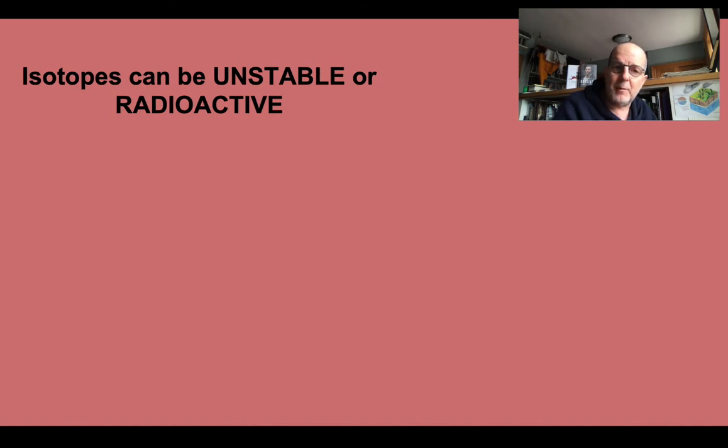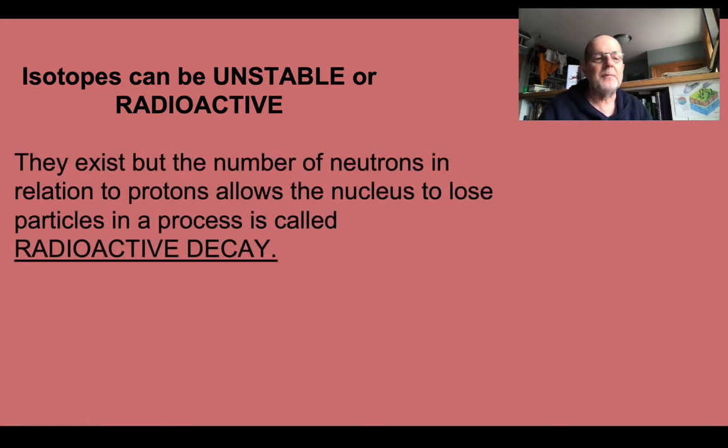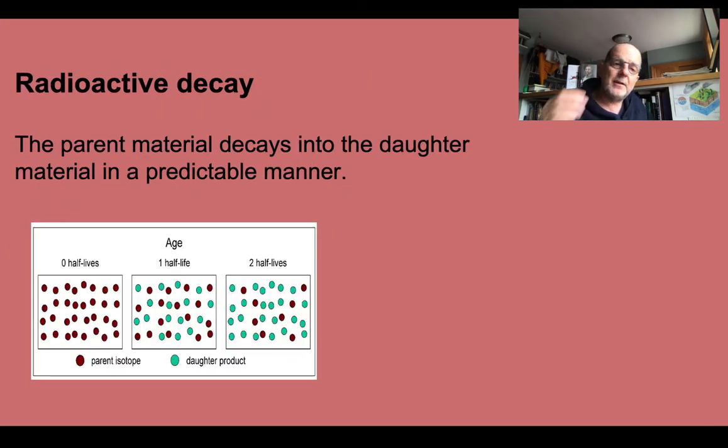Isotopes can be unstable, otherwise known as radioactive. They can also, of course, be stable. They exist, but the number of neutrons in relation to protons allows the nucleus to lose particles in a process called radioactive decay. In radioactive decay, the parent material decays into the daughter material, or the child, in a predictable manner.